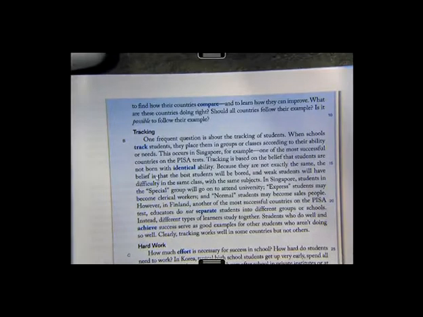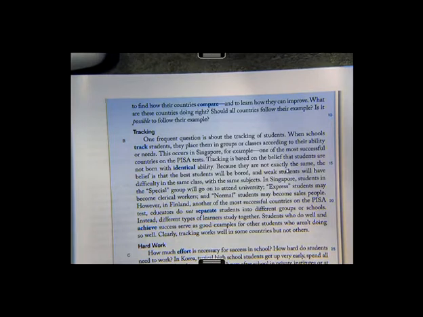This is paragraph B. The words here, the words that are written in bold and in blue: track, identical, separate, and achieve. Which one of them would mean to put students into classes or groups? Now do it yourself and then check your answer with me.